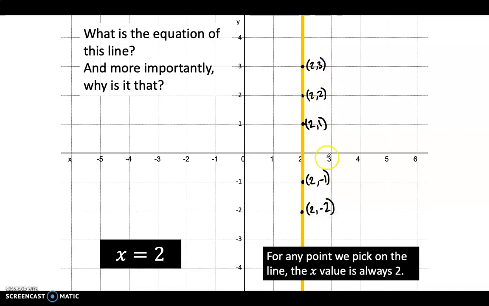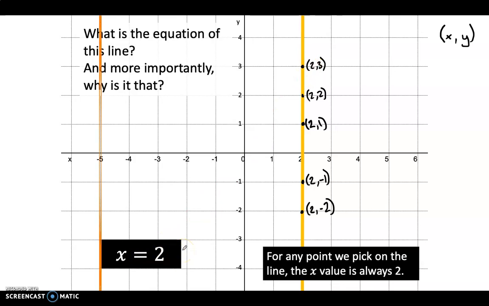Now what do you notice about every single point on this line? You've got to remember that every point is of the form x, then y. And every single one of my x values on this line is 2. 2, 3; 2, 2; 2, 1; 2, -2. So every single one of those points has an x value of 2. So x equals 2 is the line.